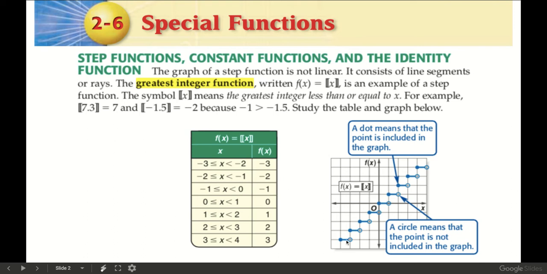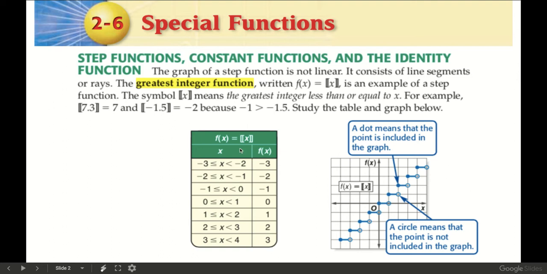As my x values go from negative 4 to negative 3, they all round to negative 3. Anything from negative 3 to negative 2 rounds to negative 2, and so on and so forth. Any x value always rounds to that specific greatest integer, and that's why you see this step here. So this is an example of a step function.